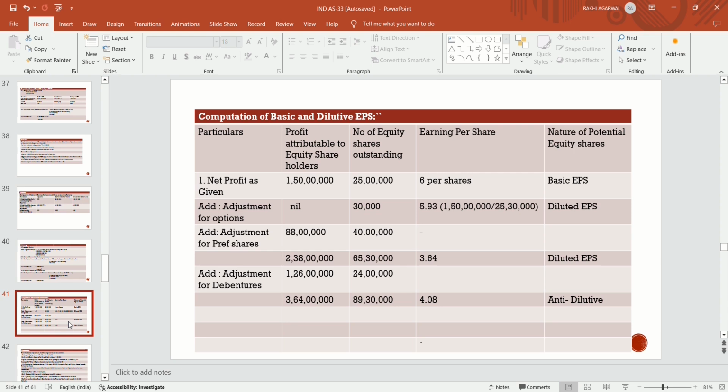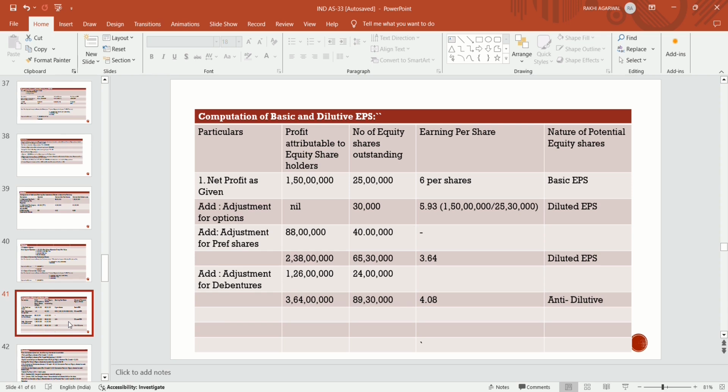Now we have to give the adjustment for preference shares. Incremental earning is 88 lakhs and incremental number of shares is 40 lakhs in case of preference shares, as we had calculated. Now the total is 1 crore 50 lakhs plus adjustment for option nil plus adjustment for preference shares 88 lakhs, so it becomes 2 crore 38 lakhs. The number of equity shares outstanding is 25 lakhs in case of basic, plus 30,000 in case of option, and 40 lakhs in case of preference shares. So 25 lakhs plus 30,000 plus 40 lakhs becomes 65 lakh 30,000. 2 crores 38 lakhs divided by 65 lakh 30,000 becomes 3.64. It is in a decreasing pattern: from 6 it becomes 5.93, then 3.64. So it is diluted EPS.